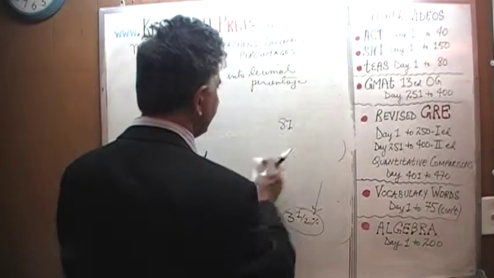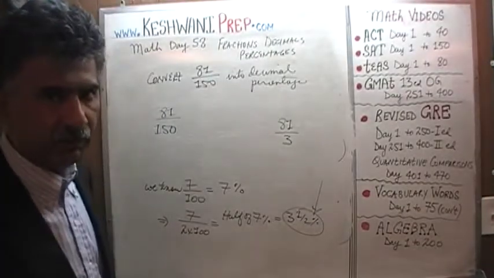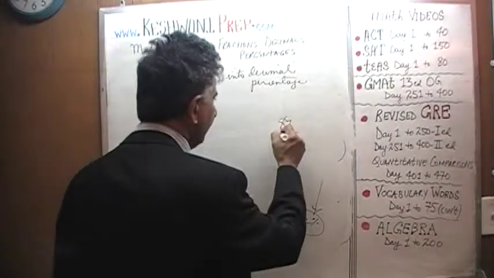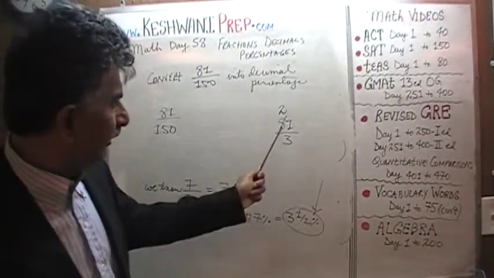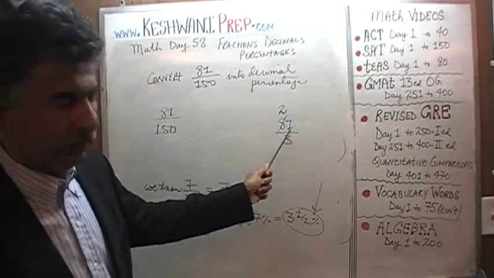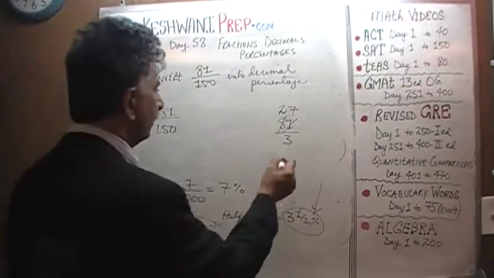Let's divide 81 by 3 first so that it's easier for us to see. How many 3's in 81? How do we know that? Well, 8 has 2 3's. 2 3's are 6. The remaining 2 goes and joins the 1, becomes 21. And 21 has 7 3's. And the 3 goes away.